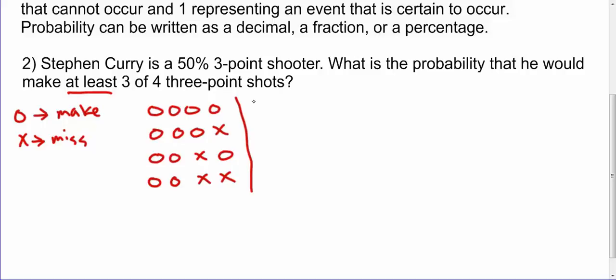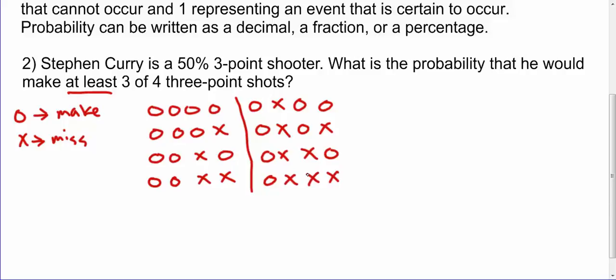There are other options though. He could make his first and then miss his second. And then he could make and make, or he could make, miss, and then I'm going to follow the order of the last 2. Make, miss will be here. Or he could miss the middle 2 and make the first and last. Or he might make the first and then actually miss the last 3.